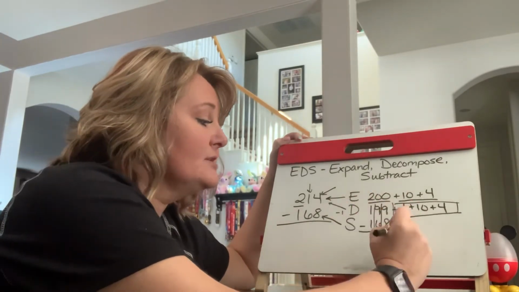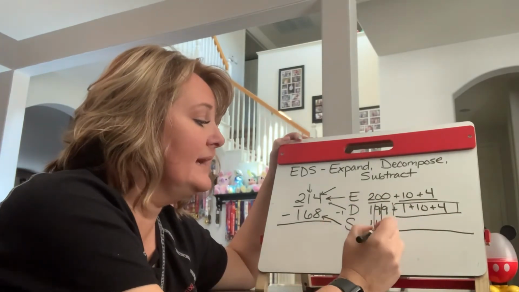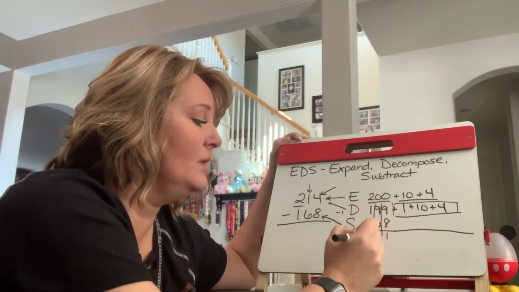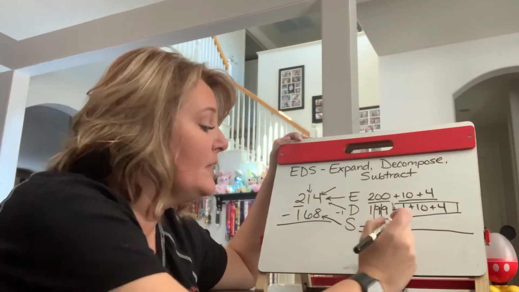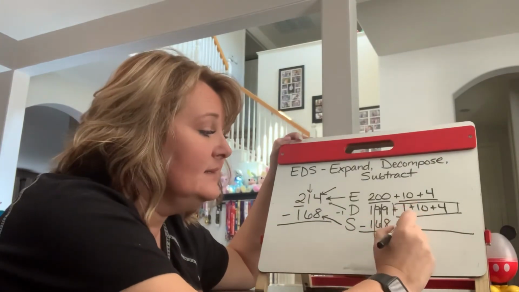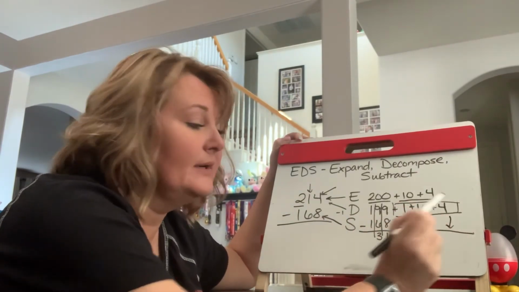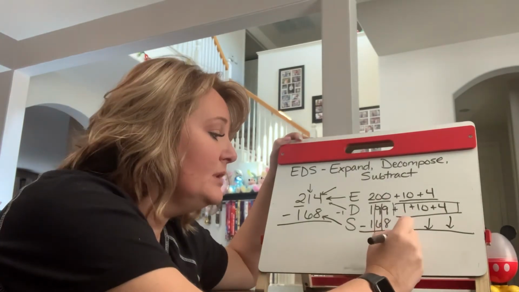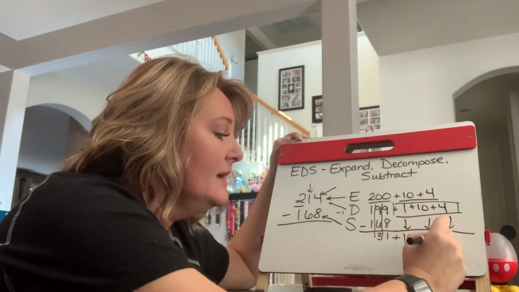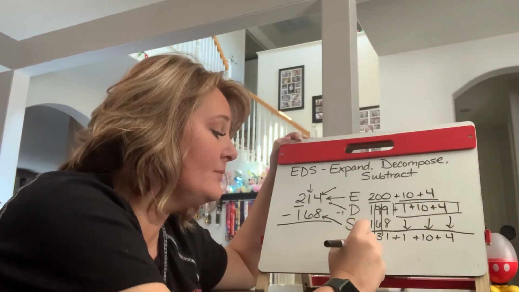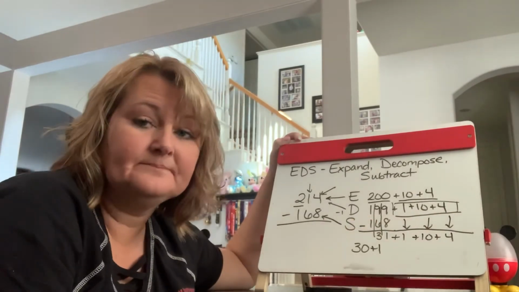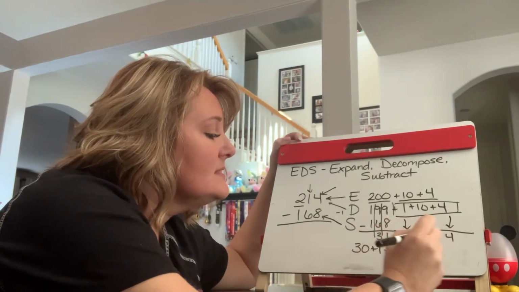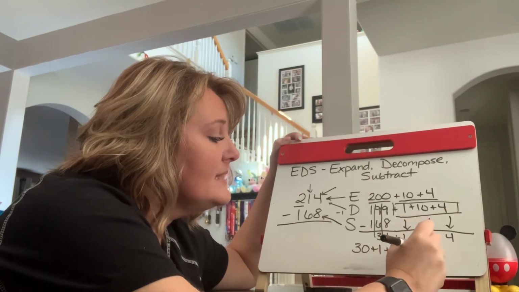So let's look at our subtraction. 9 minus 8 is 1. 9 minus 6 is 3. And 1 minus 1, of course, is 0. So now we have 31. But we're not done. We have to bring down our elevator. And based on this elevator, I know I have to put a plus 1, plus 10, and plus 4. I'm going to go ahead and separate this out to 30 plus 1. I like my zeros. Then I'm going to add the rest. Plus 1, plus 10, plus 4.